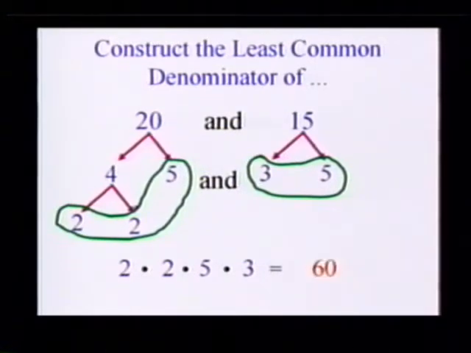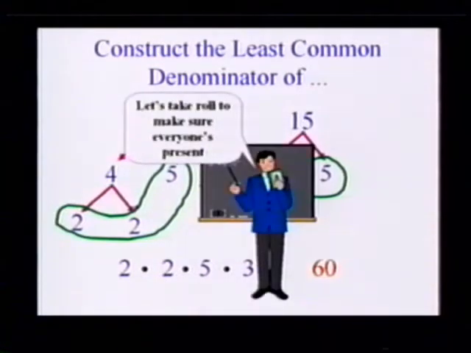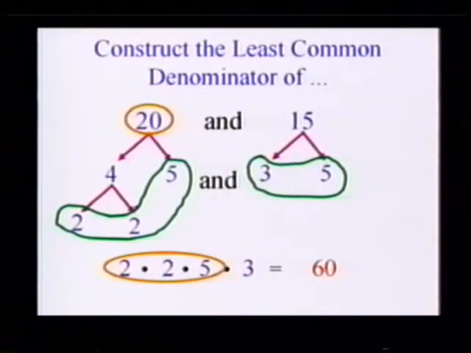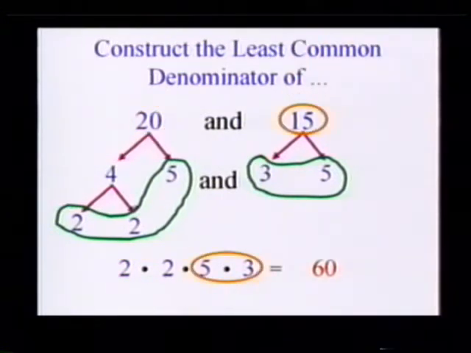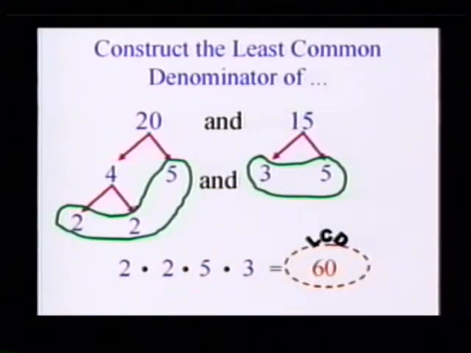You might not have been able to do that one in your head. That's the smallest number that 20 and 15 both go into. You don't think 20 and 15 both go into it? Let's take roll. There's 20. 20 goes into it. 2 times 2 times 5. There's 15. 15 goes into it. 5 times 3. Okay, so they both do go in, and that's the smallest number that they both go into. We want things to be small so that it's easy. And that is your least common denominator. This thing isn't as black as it appeared.